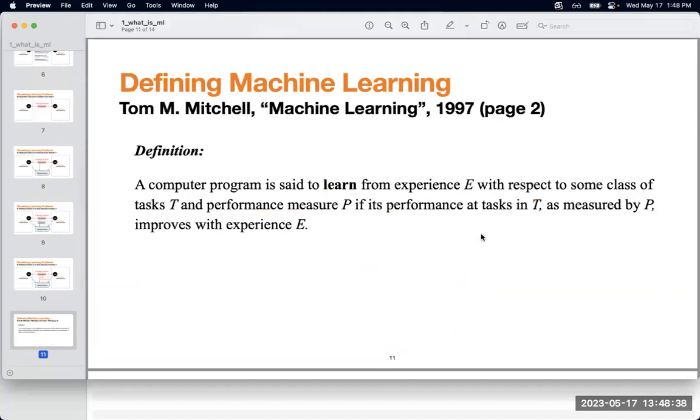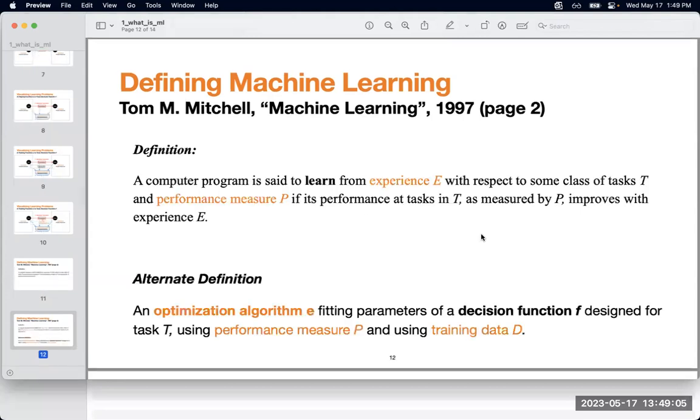So as we said, we have this definition from Mitchell, in a sentence. A computer program is said to learn from experience E with respect to some class of tasks T, and by using a performance measure P, if its performance at the task T, as measured by P, improves with the experience E. So that's one way to approach that definition.